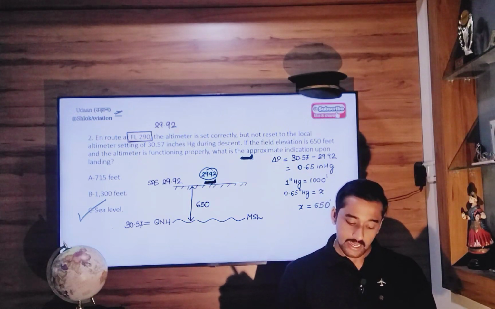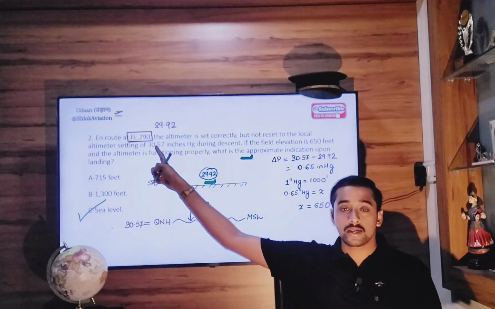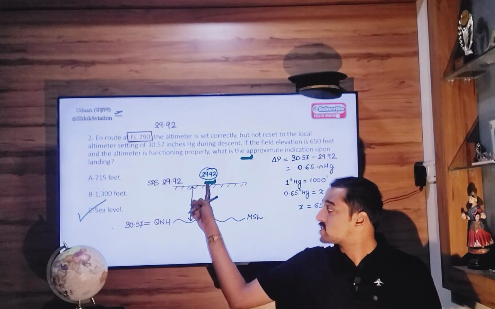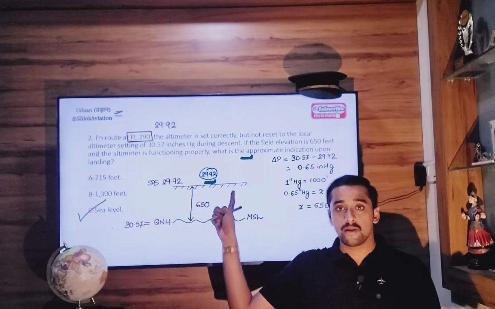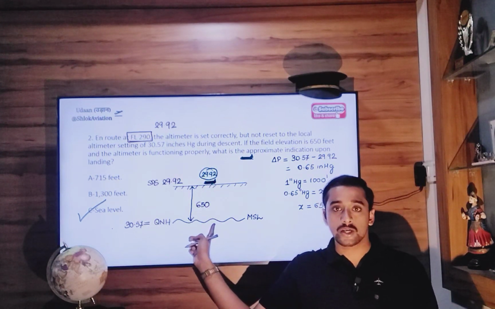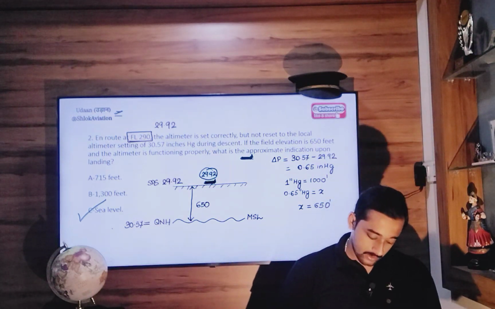So remember that if the pilot changes this altimeter setting to a new setting of 30.57, indication will be 650 feet. In that case, indication will be measured from QNH datum, 30.57 datum. Okay, so this is how you do it.